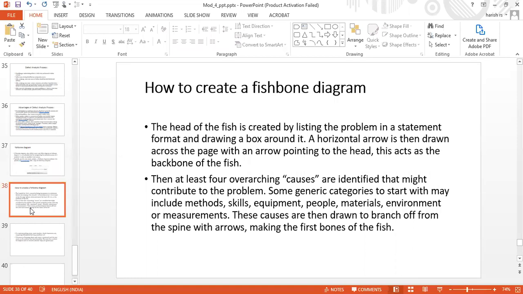Next, we can have at least 4 categories, such as methodologies, people, material, equipment, environment, and measurements. What can be the cause of all this? So you can have branches, at least a minimum of 4 branches. Who is the cause of it? What is the cause of it? Why did it become a problem? All this can be listed and attached to the main spine bone as branches.